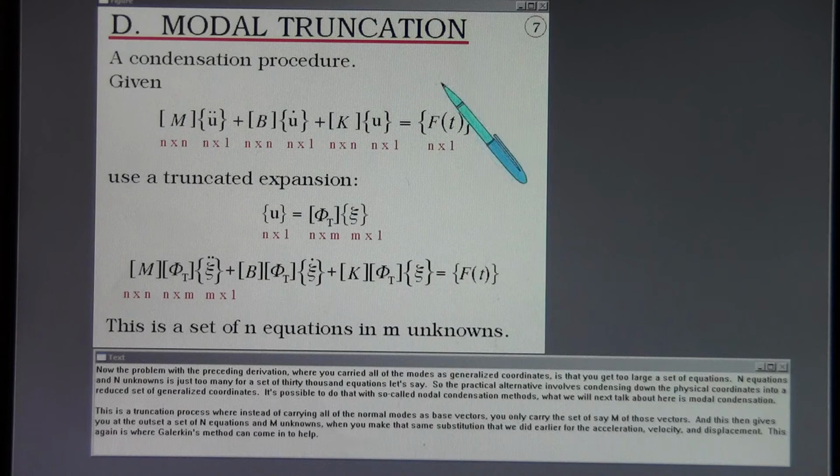This is a truncation process where instead of carrying all of the normal modes as base vectors, you only carry a set of, say, m of those vectors. And this then gives you, at the outset, a set of n equations in m unknowns when you make that same substitution that we did earlier for the acceleration, velocity, and displacement. This again is where Galerkin's method can come in to help.